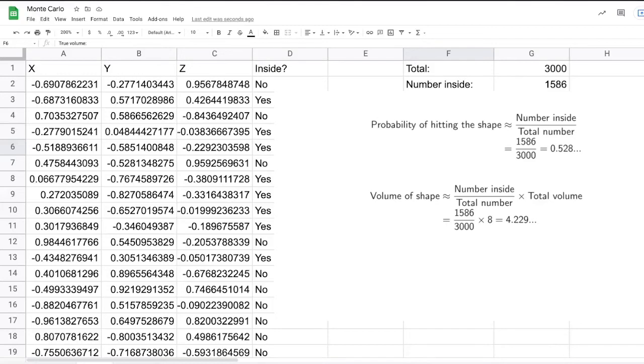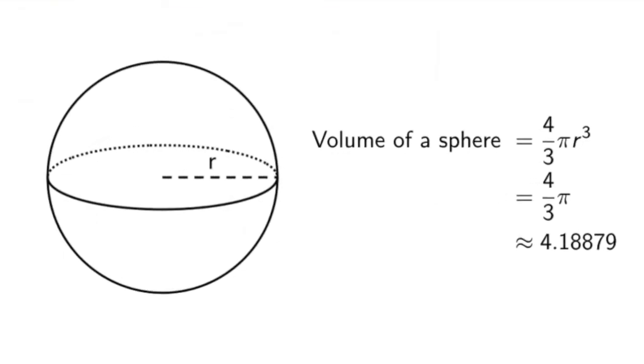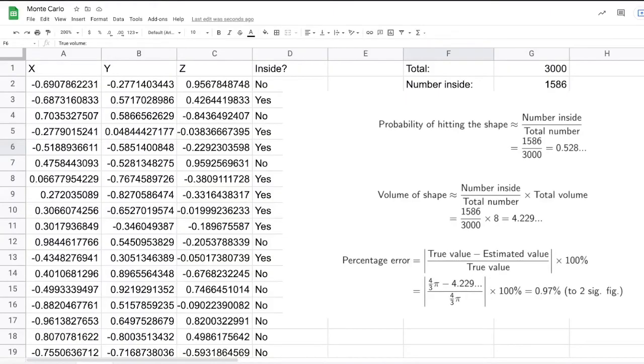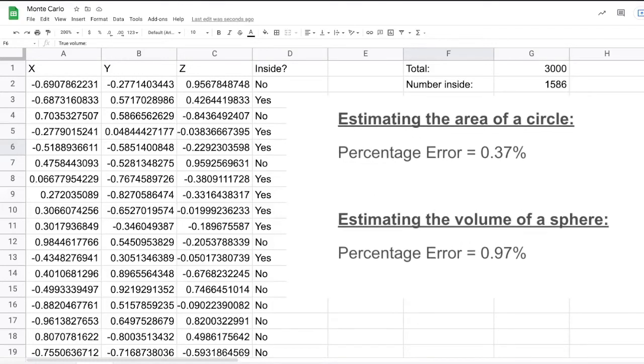To get the true volume of a sphere, we do 4/3 pi r cubed, which is 4.1887. Now, that gives a percentage error of 0.96%. So we can see that it's still not very accurate, but the key thing here is that the accuracy we got for the sphere is very similar to the accuracy we got for the circle.